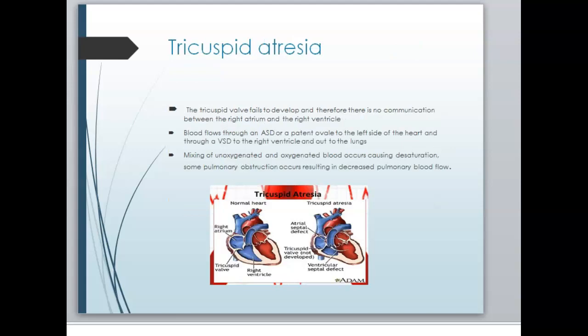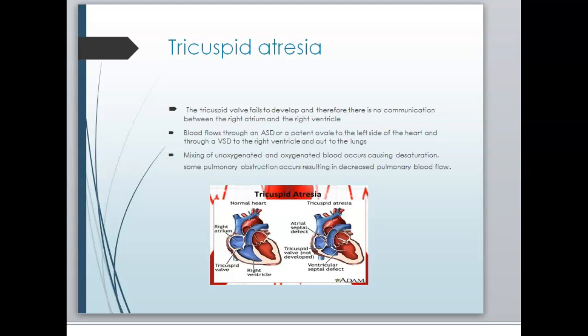The next particular heart defect with decreased pulmonary blood flow is the tricuspid atresia. So a tricuspid atresia, this is the tricuspid valve fails to develop, and therefore there is no communication between the right atrium and the right ventricle.